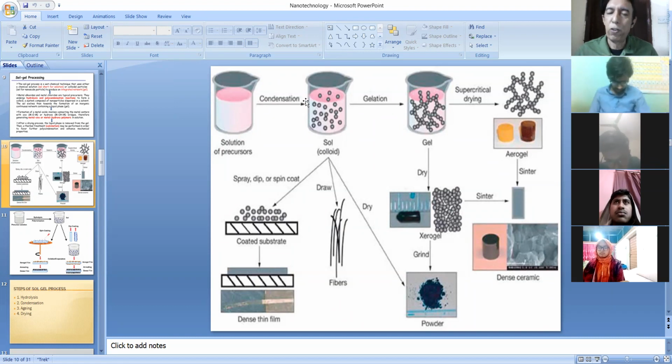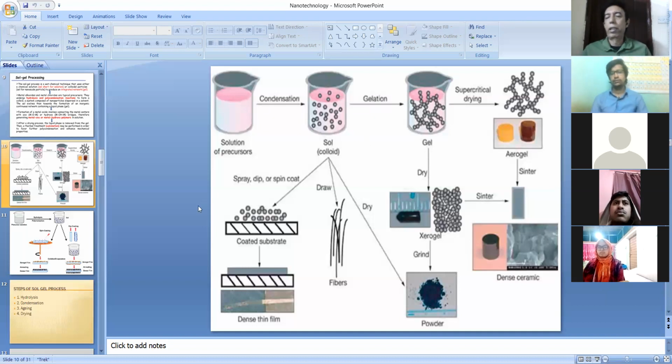Then sol is formed. After the formation of the sol, if you want gel, you keep it for some time, then gel will form with a three-dimensional network, and you have to dry the gel. The drying process is of two types. One is calcination, another one is supercritical drying.